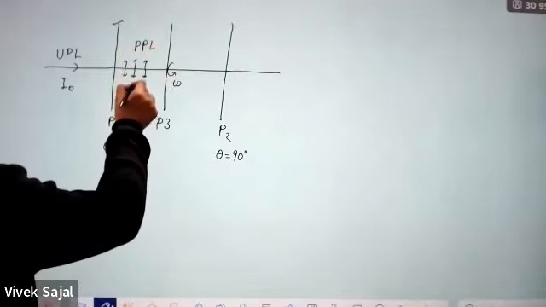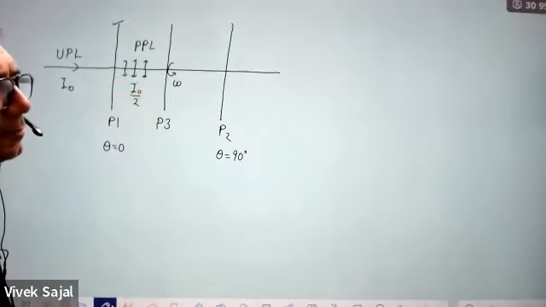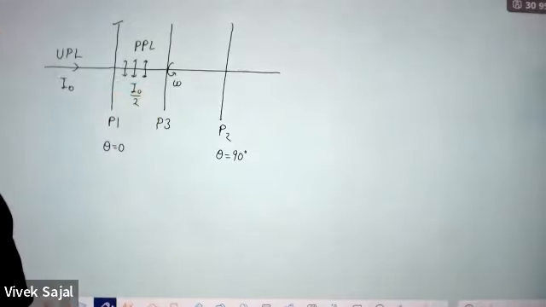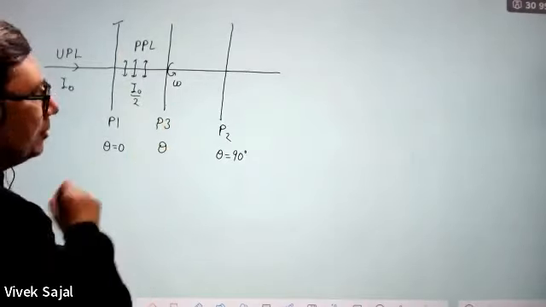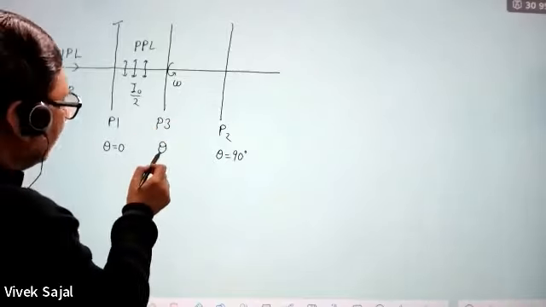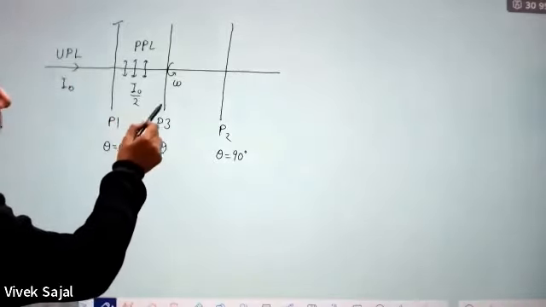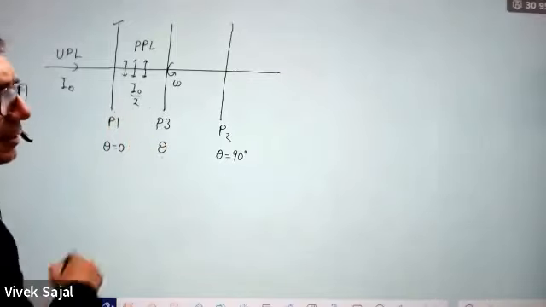And its intensity will be I naught by 2. This is the emergent intensity of the light. So at any instant t, I'm assuming the angle between the path axes of P1 and P3 is theta.